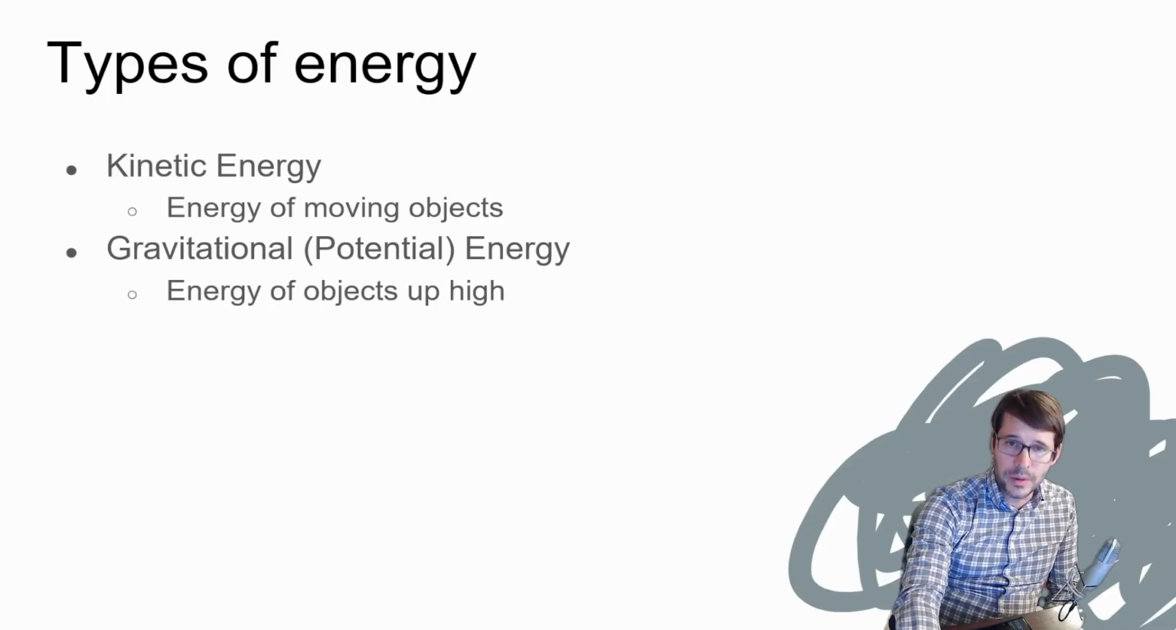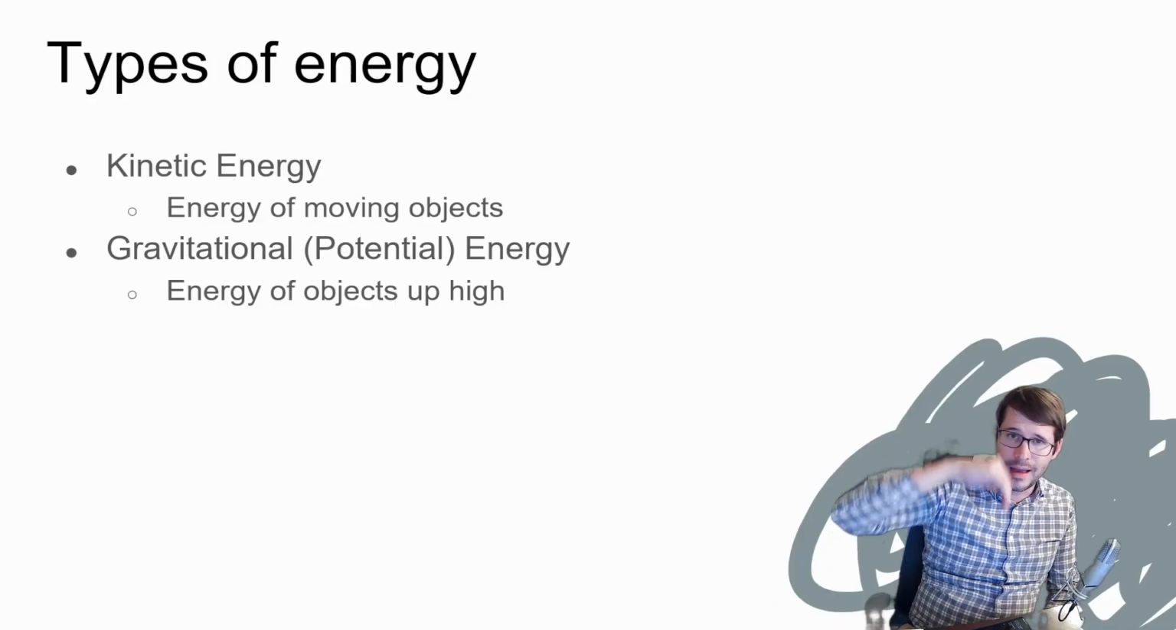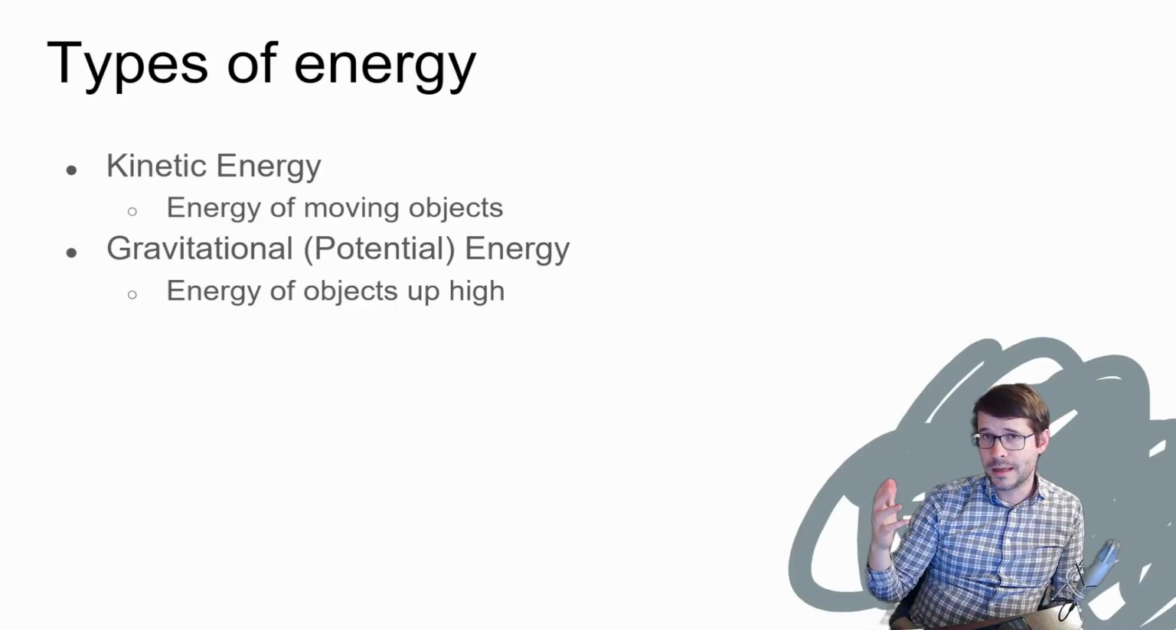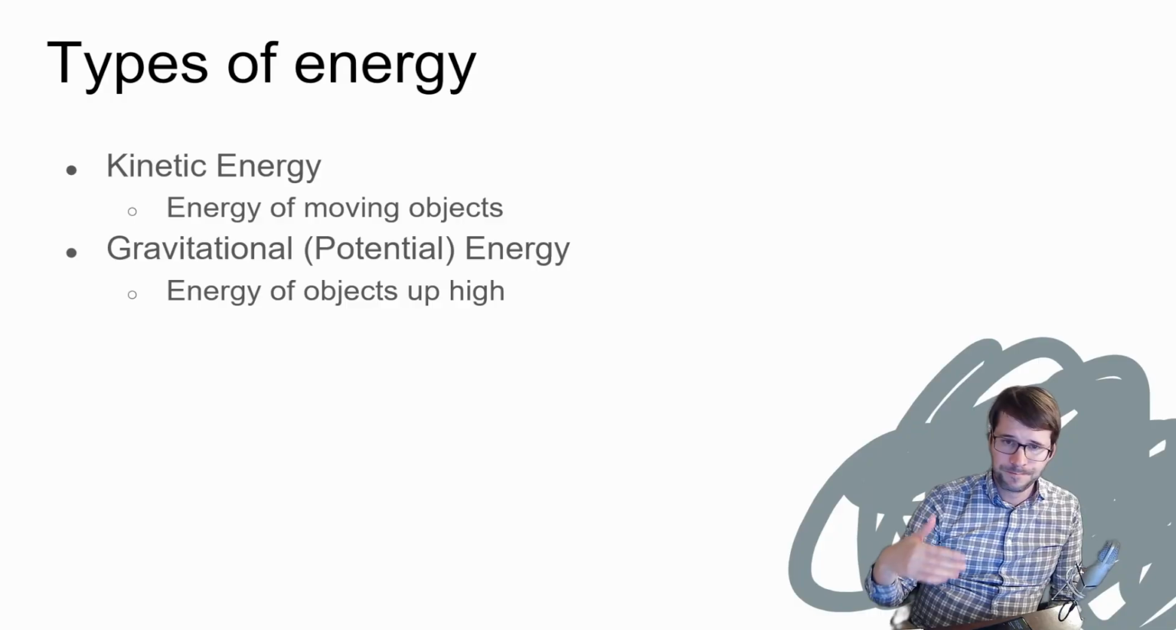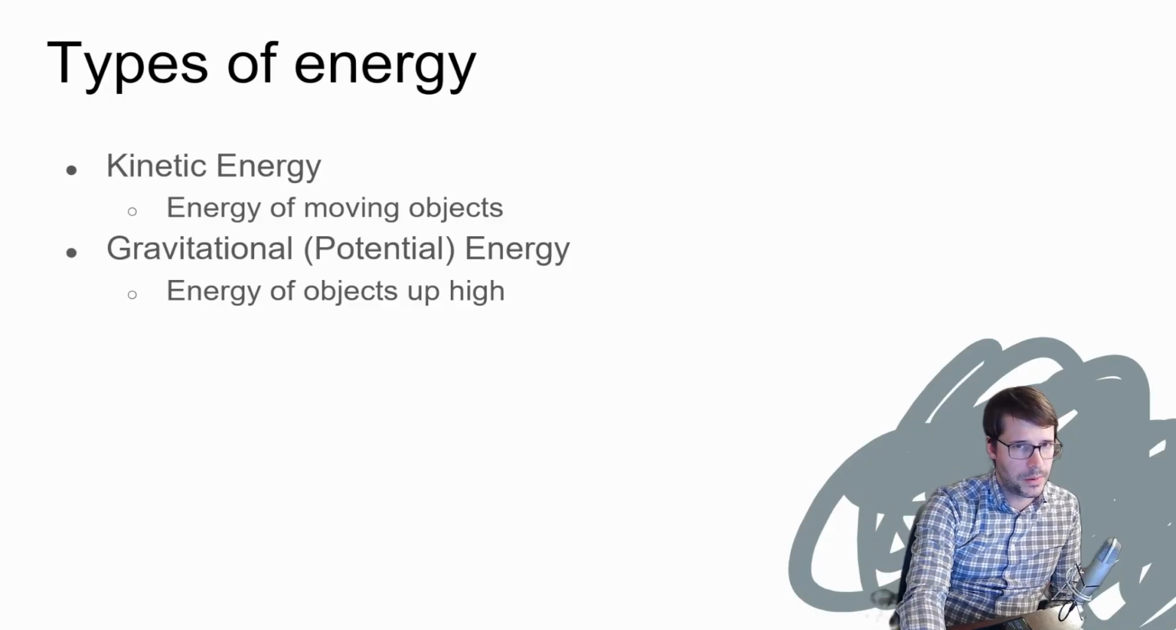This is associated with objects being up high, elevated. If something is up high in the air, that means it's going to have a lot of gravitational potential energy. We'll talk a little bit about the things that contribute to this in a little bit as well.